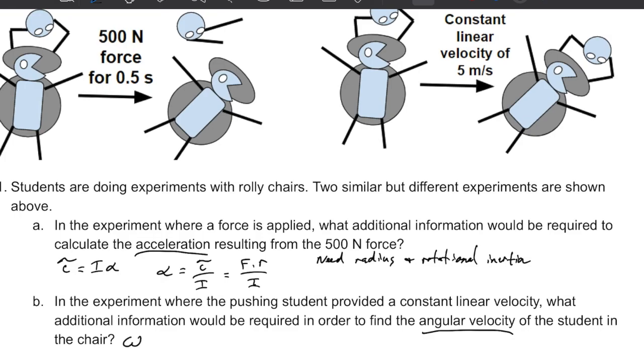Again, we're looking for angular velocity. We know the linear velocity is 5. If we know what the linear velocity is, what we need to know is what the radius is. Knowing what the radius is, where the force is being applied, will allow us to solve this, because V equals omega r, omega equals V over r. If we know V, we need to know r.